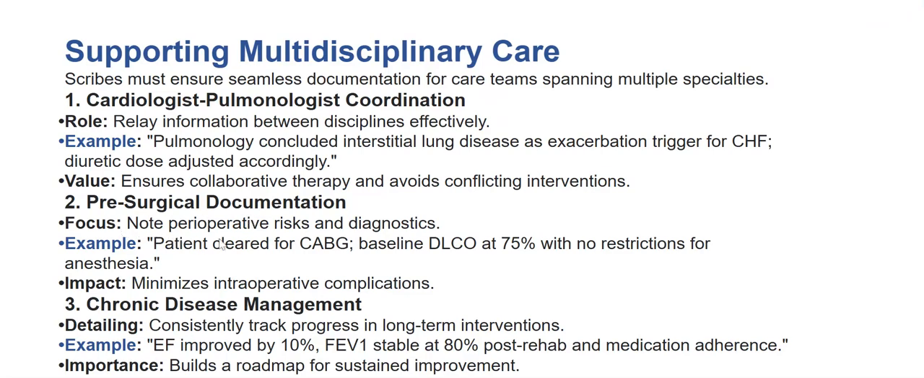Pre-surgical documentation focuses on perioperative risks and diagnostics. Example, patient cleared for CABG, baseline DLCO at 75% with no restrictions for anesthesia. Impact minimizes intraoperative complications. Chronic disease management, detailing consistently track progress in long-term interventions. Example, ejection fraction EF improved by 10%, FEV1 stable at 80%, post-rehab and medication adherence. Importance builds a roadmap for sustained improvement.